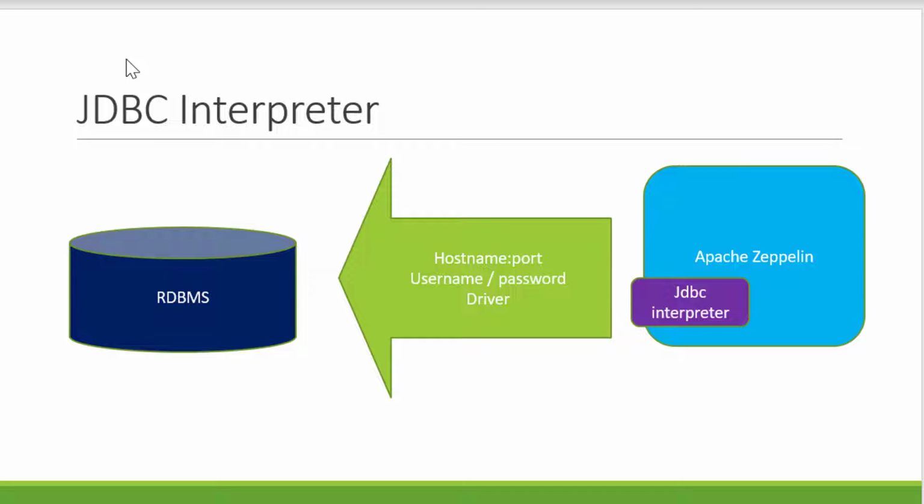Once we have this information, we should be in a position to connect to the database, and the Jdbc interpreter provides n number of settings. I can do the configuration specific to the RDBMS with which we are going to make the connection.